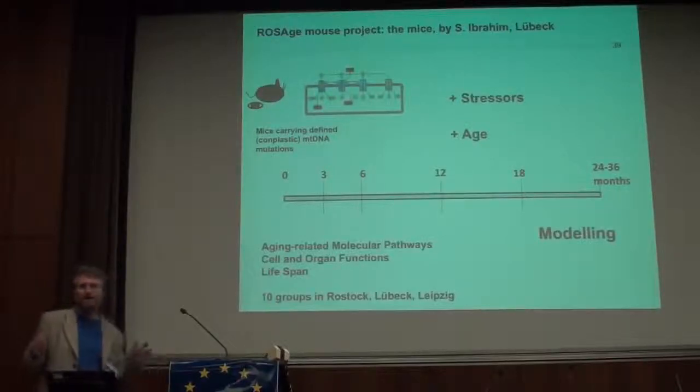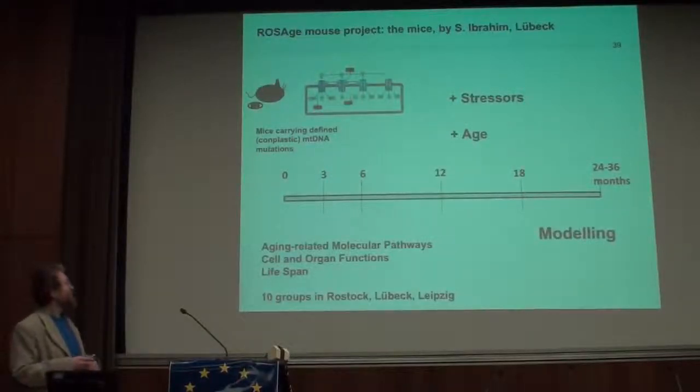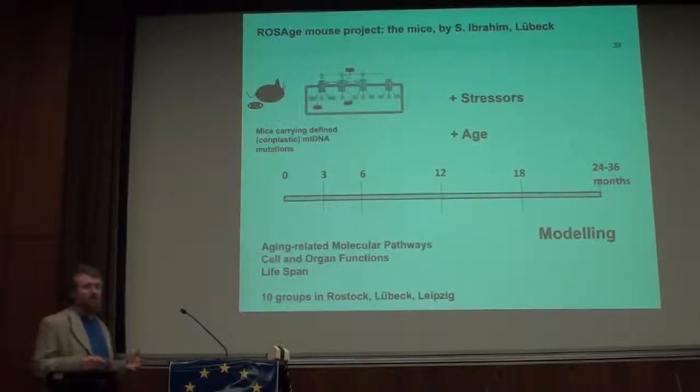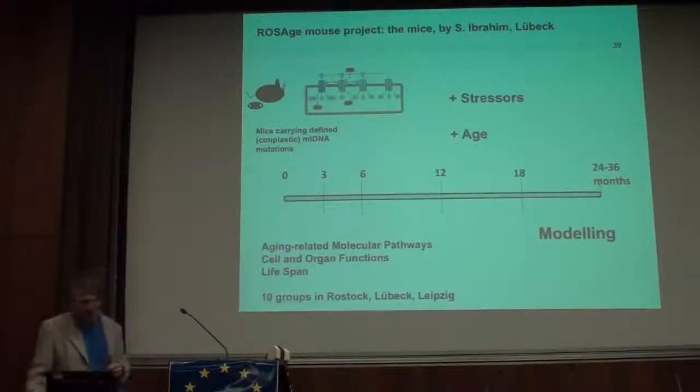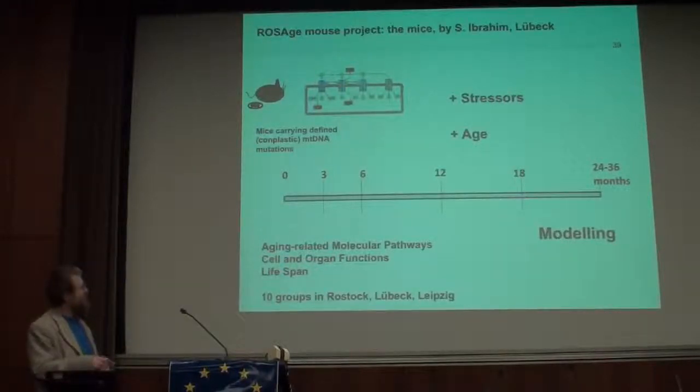We've got hundreds, actually thousands of mice now, which are then followed up along their lifespan from 0, 3, 6, 12, 18, until 24 months. We take data at certain time points, response to a stimulus, to a stress, and then we are measuring aging-related molecular pathways, cell and organ functions, and lifespan. And altogether, it's 10 groups in Rostock, Lübeck, and Leipzig. And those data that we are obtaining from the mice are also used for systems biology modeling.